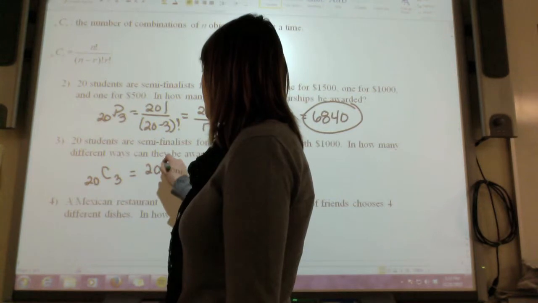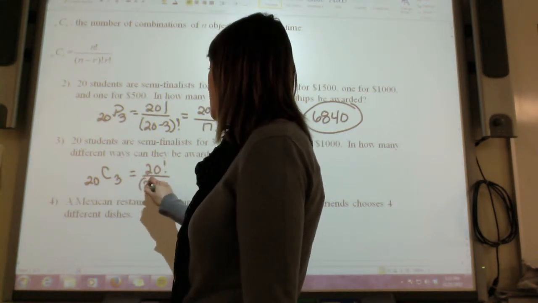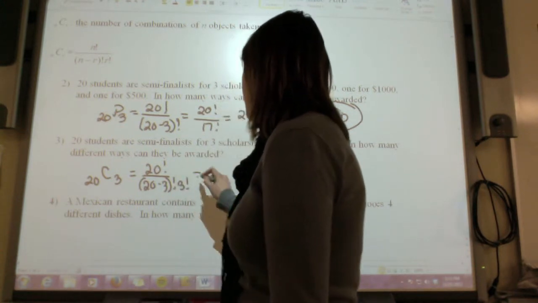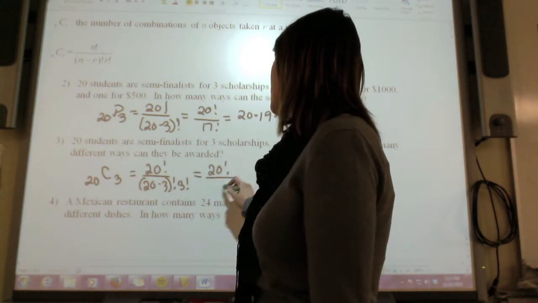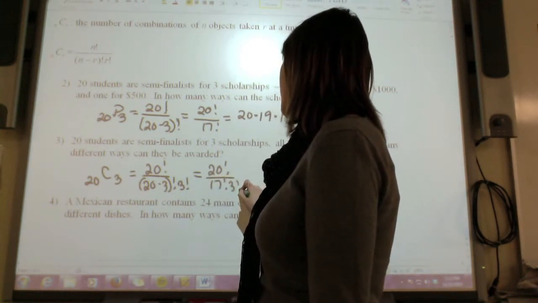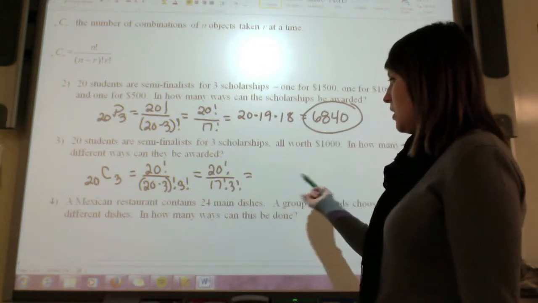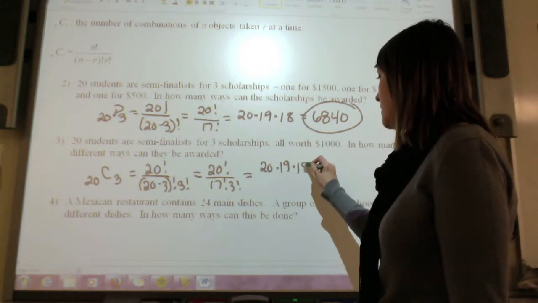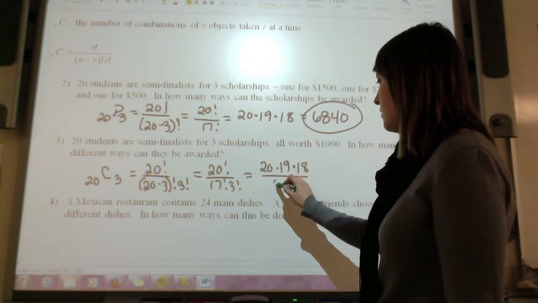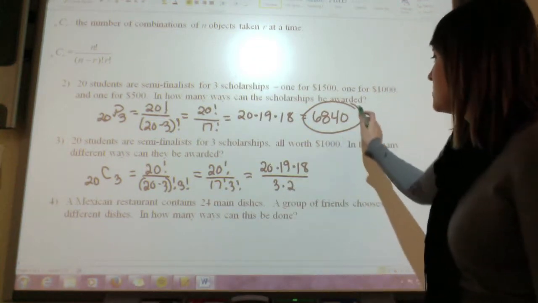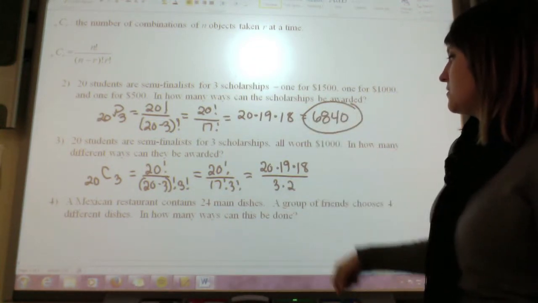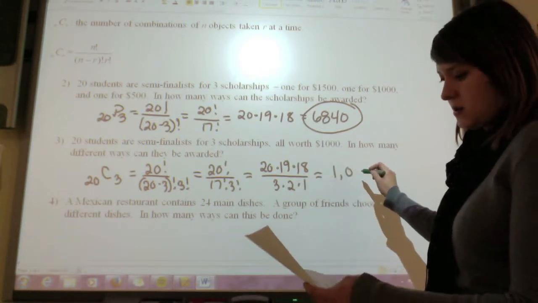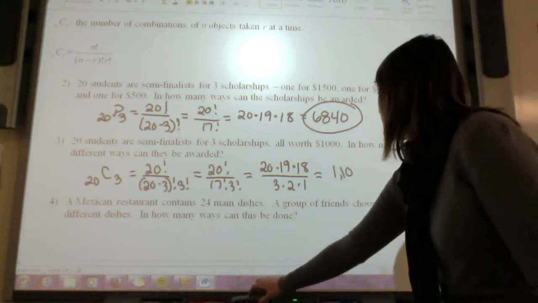So remember, if you write that as your formula, you have 20 factorial over 20 minus 3 factorial times 3 factorial. Okay, so that's going to be 20 factorial over 17 factorial times 3 factorial, which, if I simplify that down, I have 20 times 19 times 18, and then I have this 3 factorial, which is 3 times 2. So essentially what I'm doing is I'm taking this number here, and I'm just dividing by 6, and when I do that, I get 1,140.